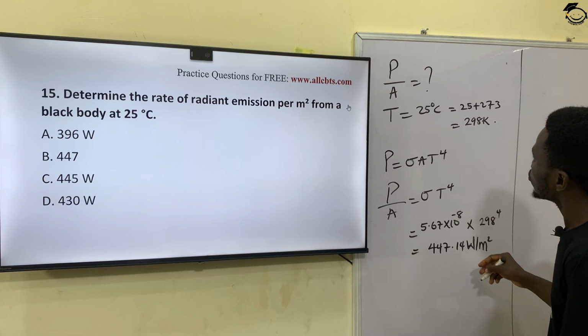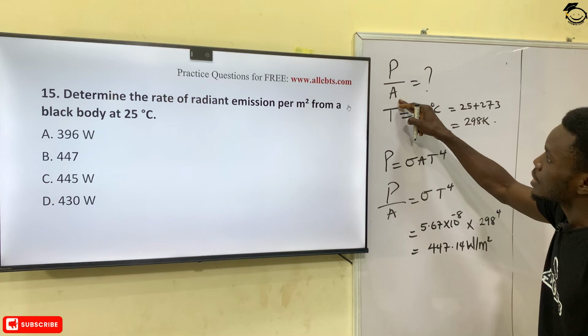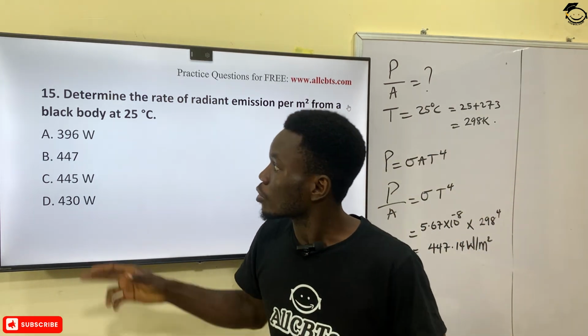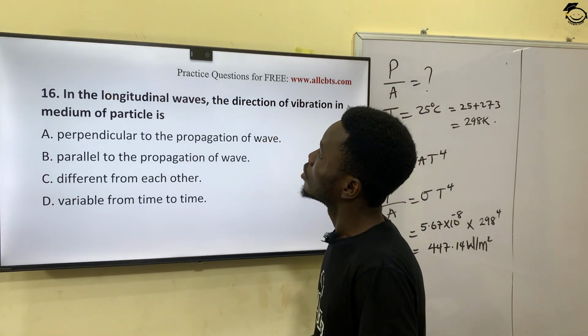Why is it watt per meter square? Because we have power over area, which is the rate per meter square. So our correct answer to this question is option B, which is 447. So that is also the next question, which is question number 16.